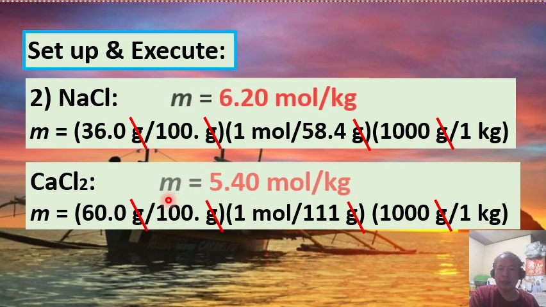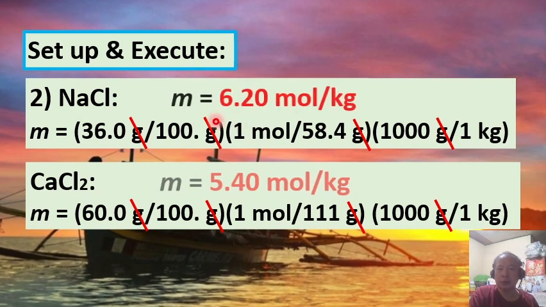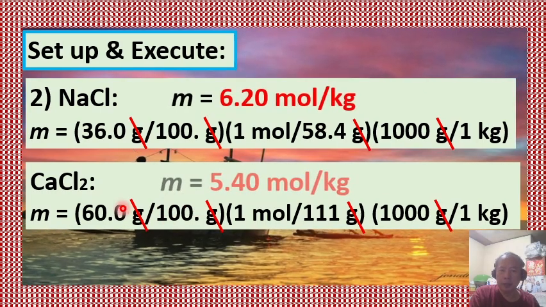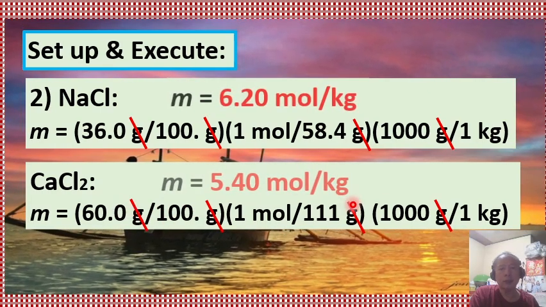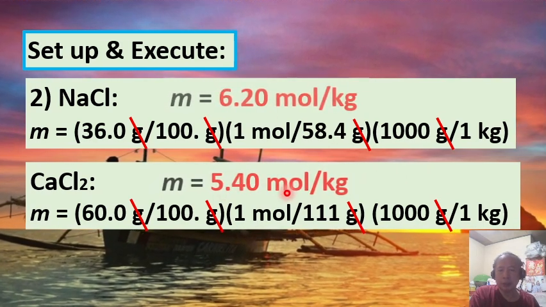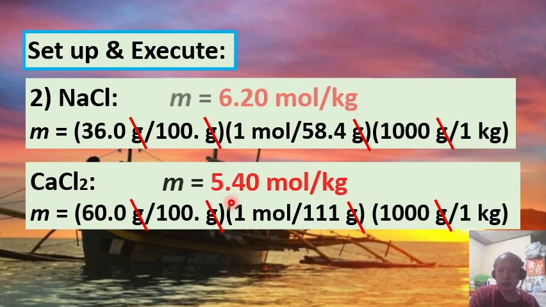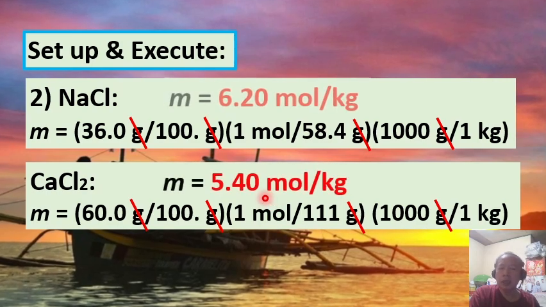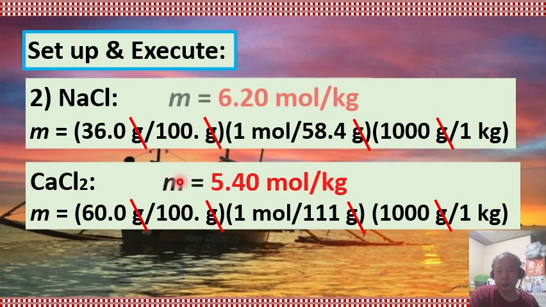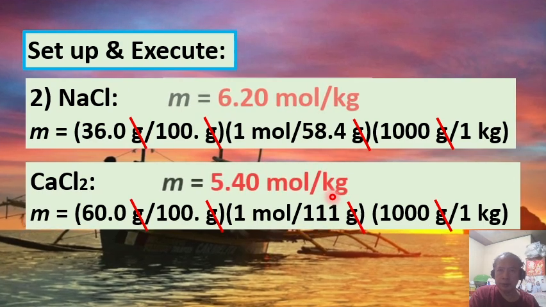So you will notice that in terms of molality, the molality of the sodium chloride solution is greater compared to that of the calcium chloride solution. And take note, these solutions use the same solvent, which is an amount of water equivalent to 100 grams, or 0.100 kilogram.